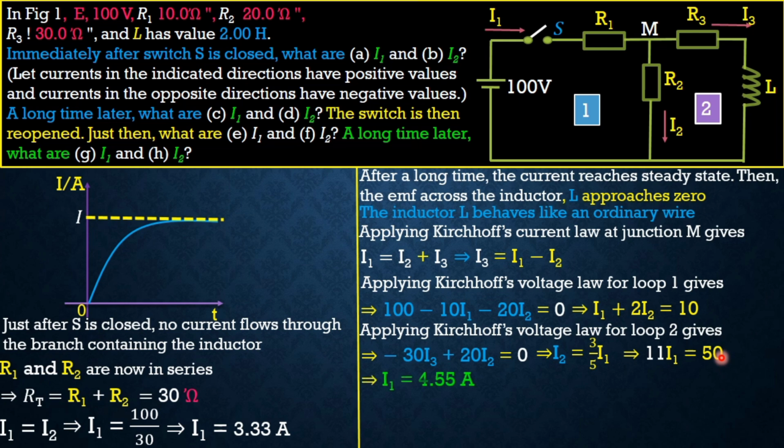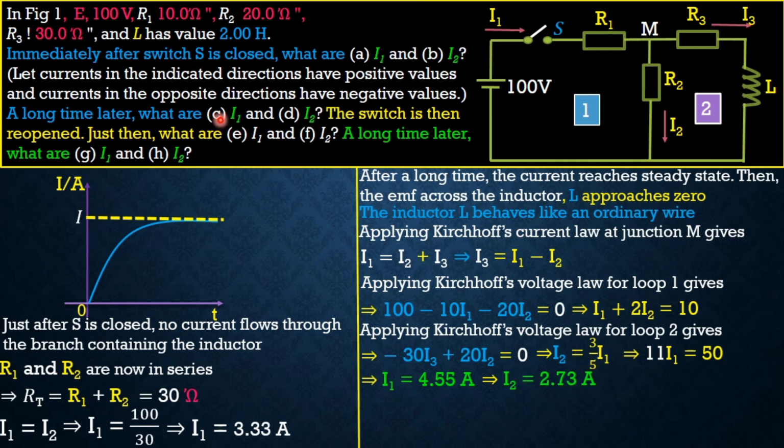If we divide all through, we are going to have our I1 to be the same like 4.55 amperes. That's to 2 decimal places. We have it to be 4.55 amps. Alright. So guys, if we simply put this value back into this equation where we had I2 to be the same like 3 over 5 I1, we are going to see our I2 to simply be the same like 2.73 amperes. That's approximately.